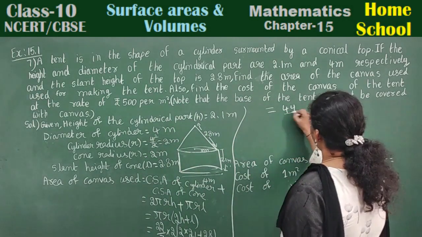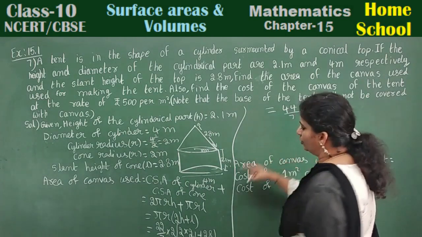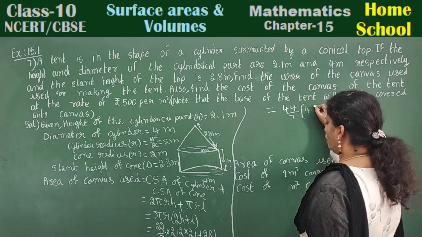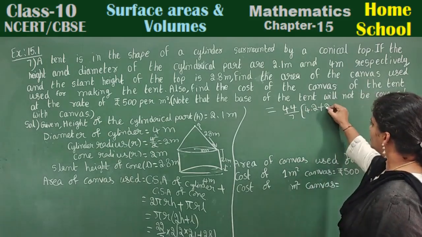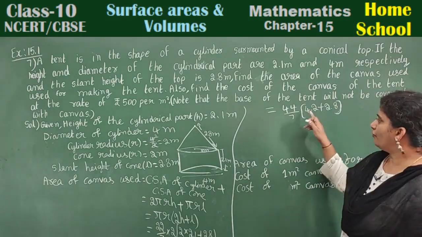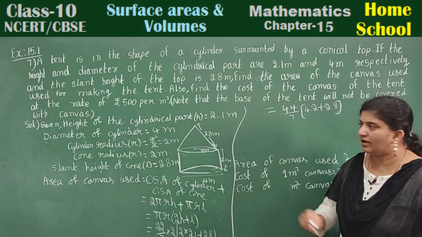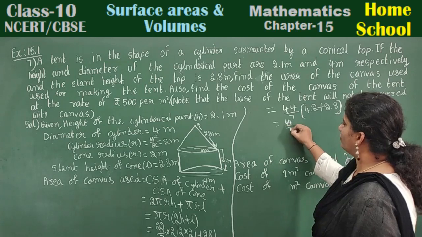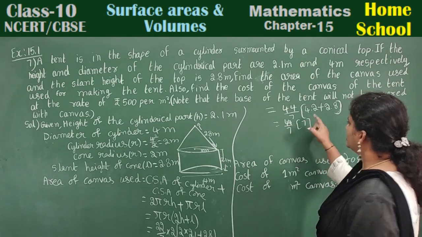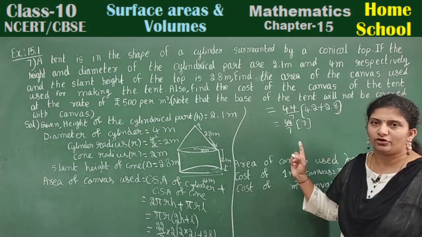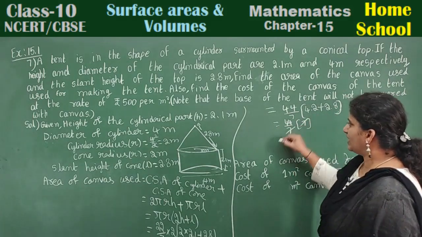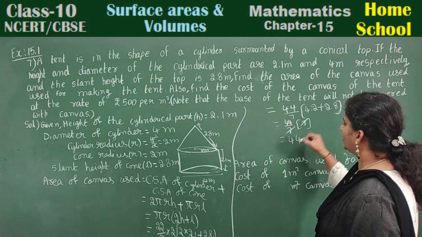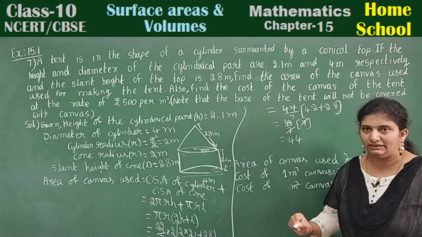44 by 7 into 2 into 2.1. That will be 4.2 plus 2.8. 4.2 plus 2.8 will be how much? That will be 7.0. We can write it as 7. 44 by 7 into 7. If we add these two, we are going to get 7. This 7 and this 7 will be cancelled, is equal to 44 square meters.